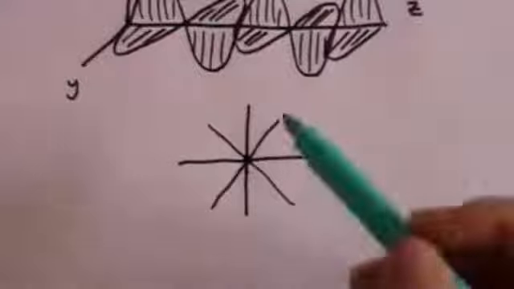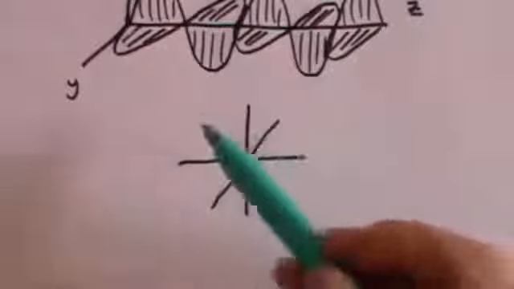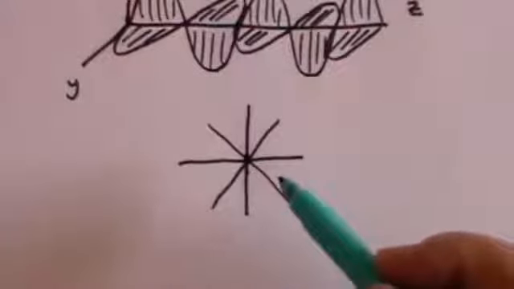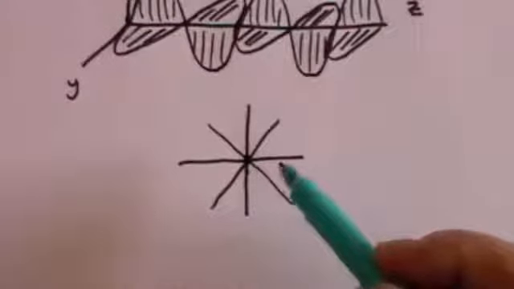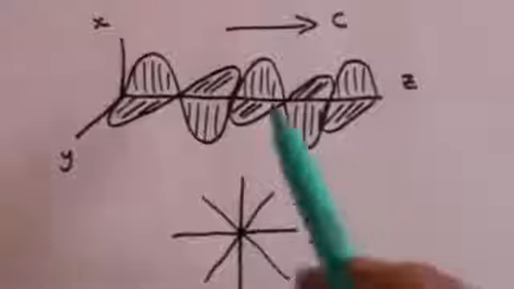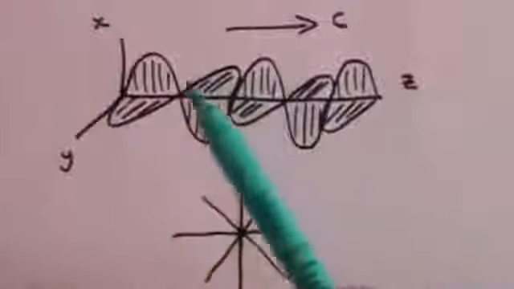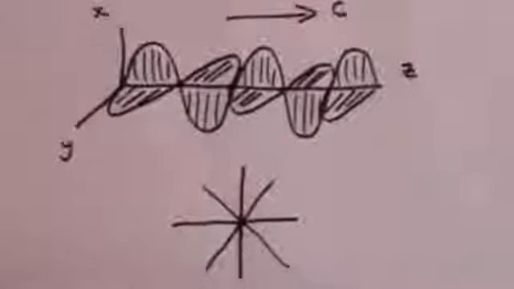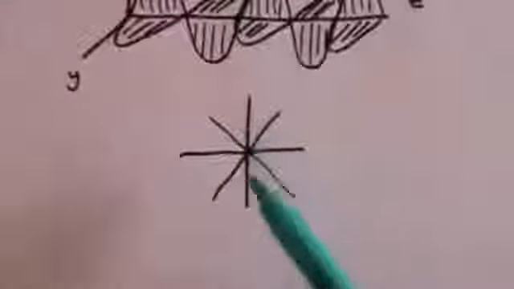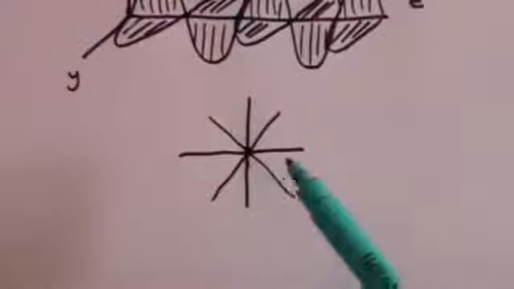Just to be clear, although the E field can oscillate anywhere in this xy plane, it cannot have any component that is oscillating in the z direction, because the wave is moving in the z direction and the E and B fields are always perpendicular to the direction of movement. So the only way the E field can oscillate is in the xy plane.